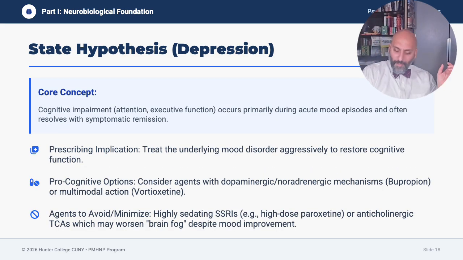Now, this slide here is meant to reset your thinking and prevent you from overgeneralizing. Not all cognitive impairment means the same thing. So cognition as a state, not a trait, is what I want to drive home to you. In major depressive disorder, cognitive impairment is usually state dependent. That is, patients will commonly report poor concentration and slow thinking and trouble with planning and decision making. But crucially, these problems tend to track with the mood severity. When the depression improves, cognition often will improve as well.